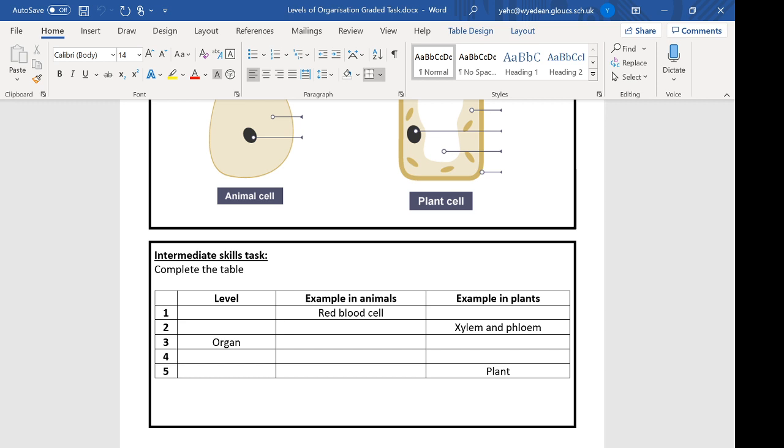So for example, I have an example in animals, red blood cell. Write in what level you think that would be, and then try to think of a specific example in that level for plants. And then what would the next bit be?